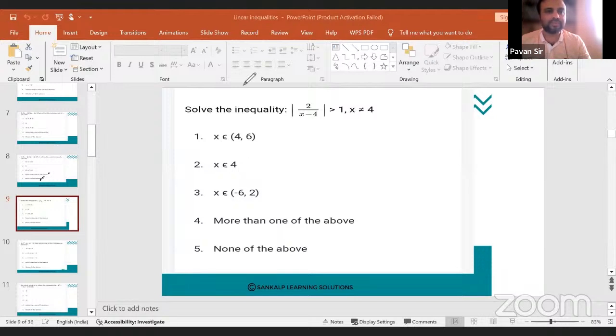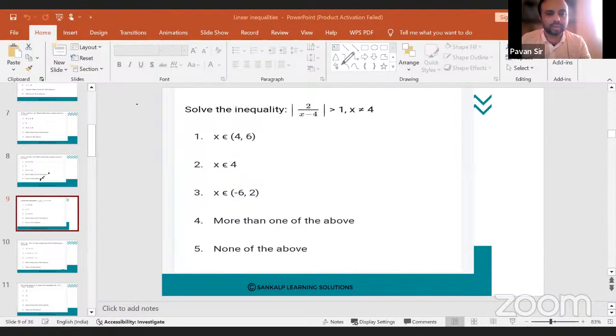Again, 10 seconds time for you. Try to solve this and give the answer. What is the answer? Please chat it.